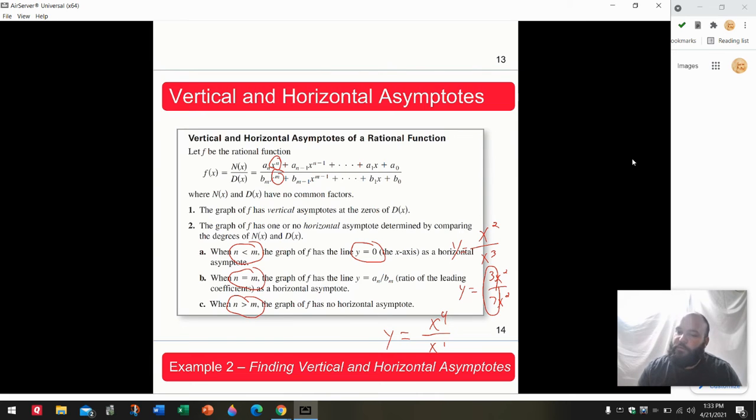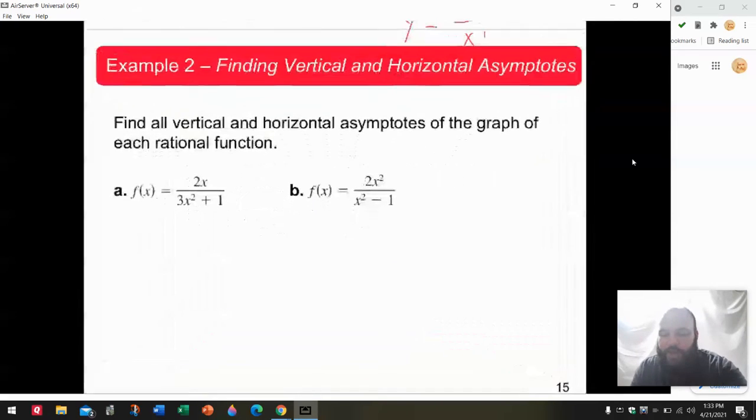So, kind of a recap. When the denominator equals 0, that gives us a vertical asymptote. The horizontal asymptotes come from looking at the powers of the numerator and denominator. If the numerator is bigger than the denominator, there won't be one. If they are the same, you divide the two leading coefficients. And if the top is smaller than the bottom, then it is y equals 0.